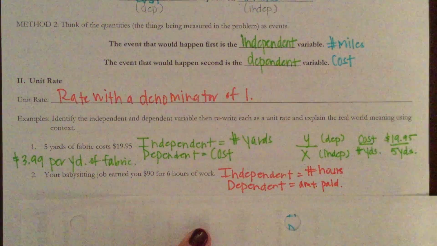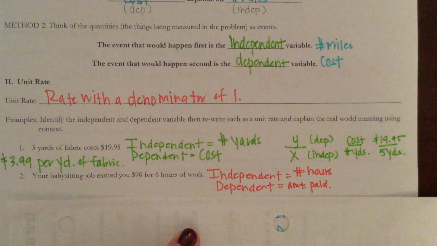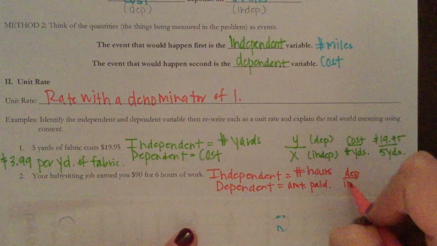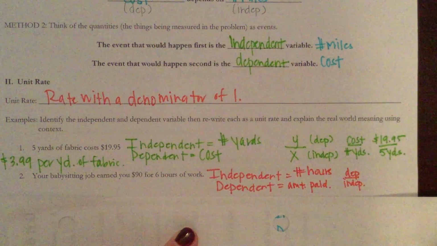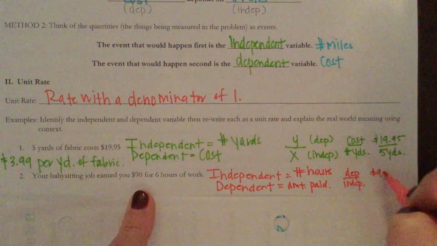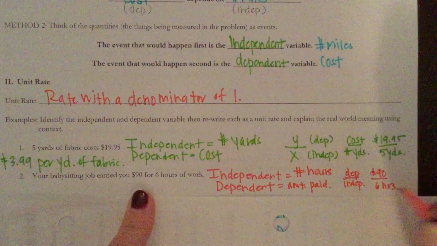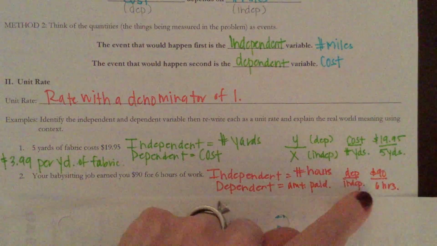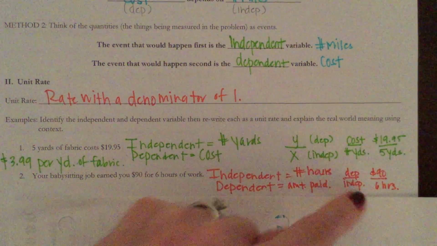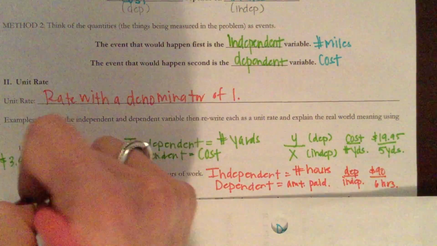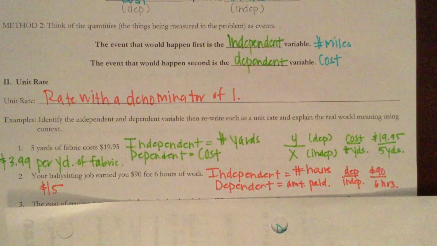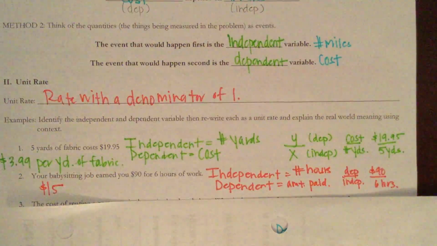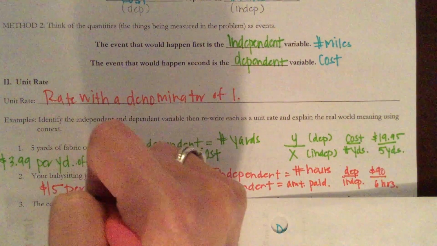All right? Thinking about how my y value changes with respect to my x value, I'm looking at what is the dependent variable over what is the independent variable. In this case, I was paid $90 to work for 6 hours. As a unit rate, I would divide these out so that my denominator is 1. 90 divided by 6 gives me 15. And if I interpret that in a real-world context with context from the problem, that would be $15 per hour.